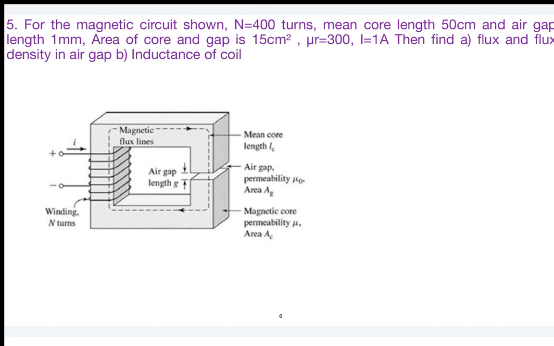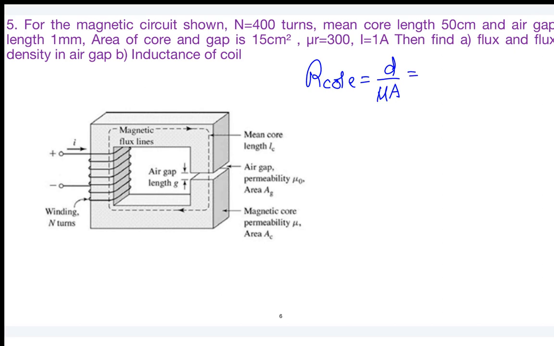So first you can calculate the reluctance of the core as well as the air gap. Once you know the reluctance, to calculate the flux, what can we do? The total MMF divided by the total reluctance gives the flux, right? So first start with the reluctance part. The reluctance of the core is equal to d by mu a.